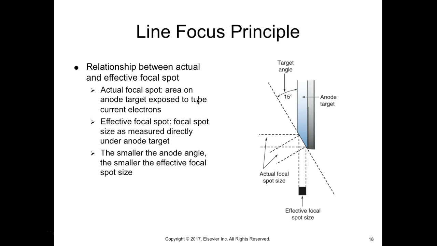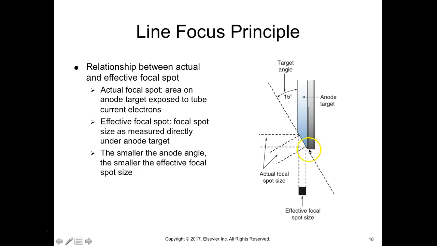Line focus principle. This is a concept we will go further into later on, but I want you to be introduced to it. The line focus principle is a relationship between the actual and effective focal spot. The actual focal spot is the area on the anode target exposed to the current of electrons. So this right here is electrons coming in to hit the target. This is your target right here. We have a 15-degree angle. So electrons come in, and this is your actual focal spot size.